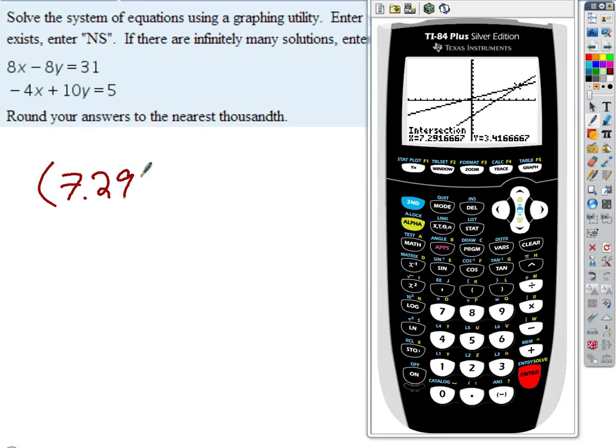So 7.292 is the x-coordinate. The y-coordinate is 3.4166. So what's that round to? 7. Okay, so there's my answer. Questions?